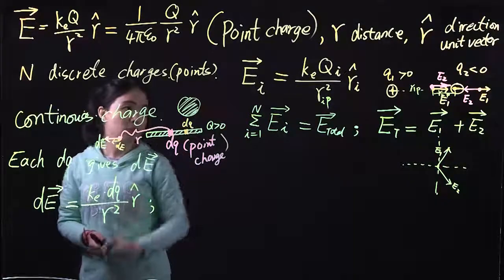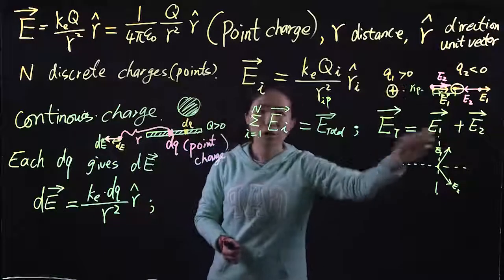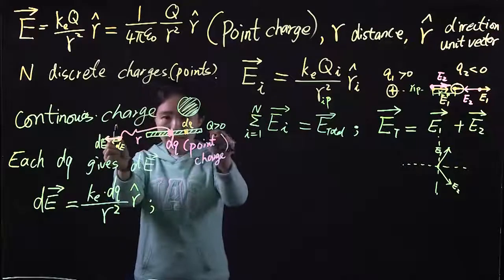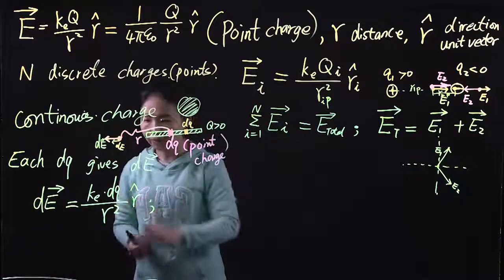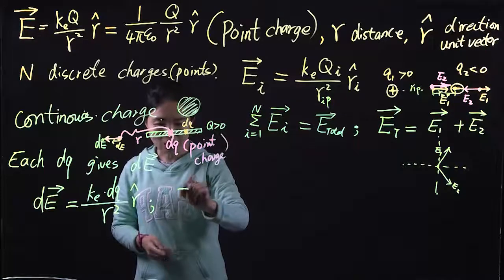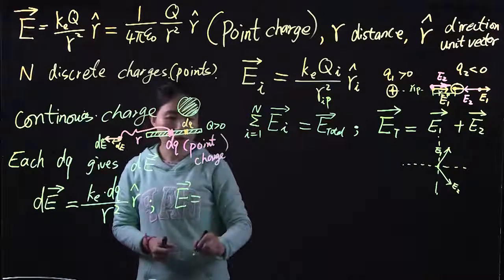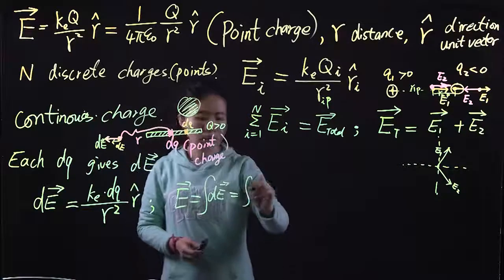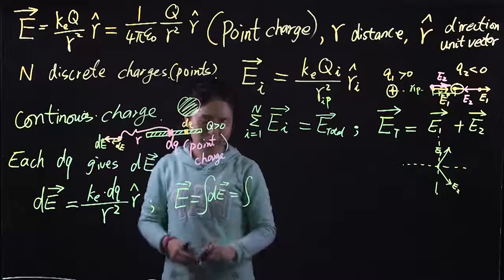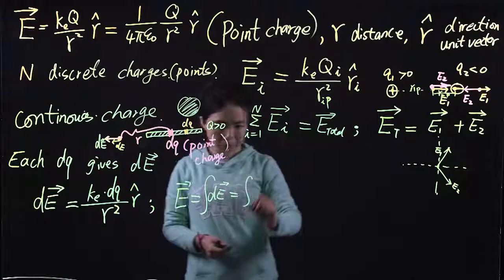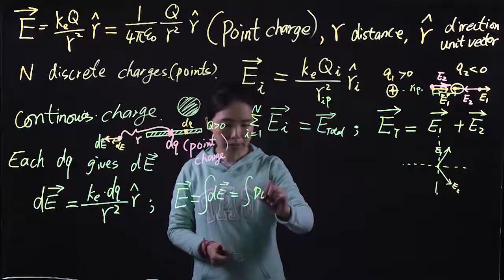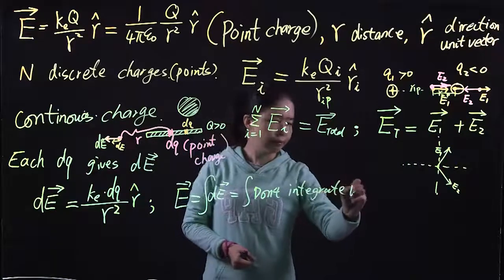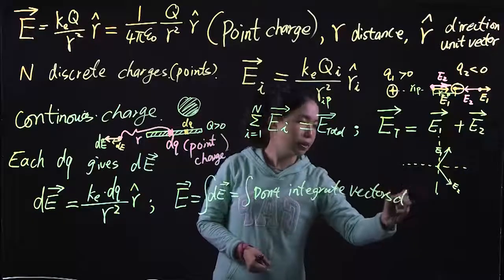That's not the end of the story here. When we have 2, we add 2. When we have 5, we add 5. Here, we have an infinite number of small amounts of dq. The total E that we need is equal to an integral of all the small contributions, which is equal to all this. However, you don't integrate vectors directly.